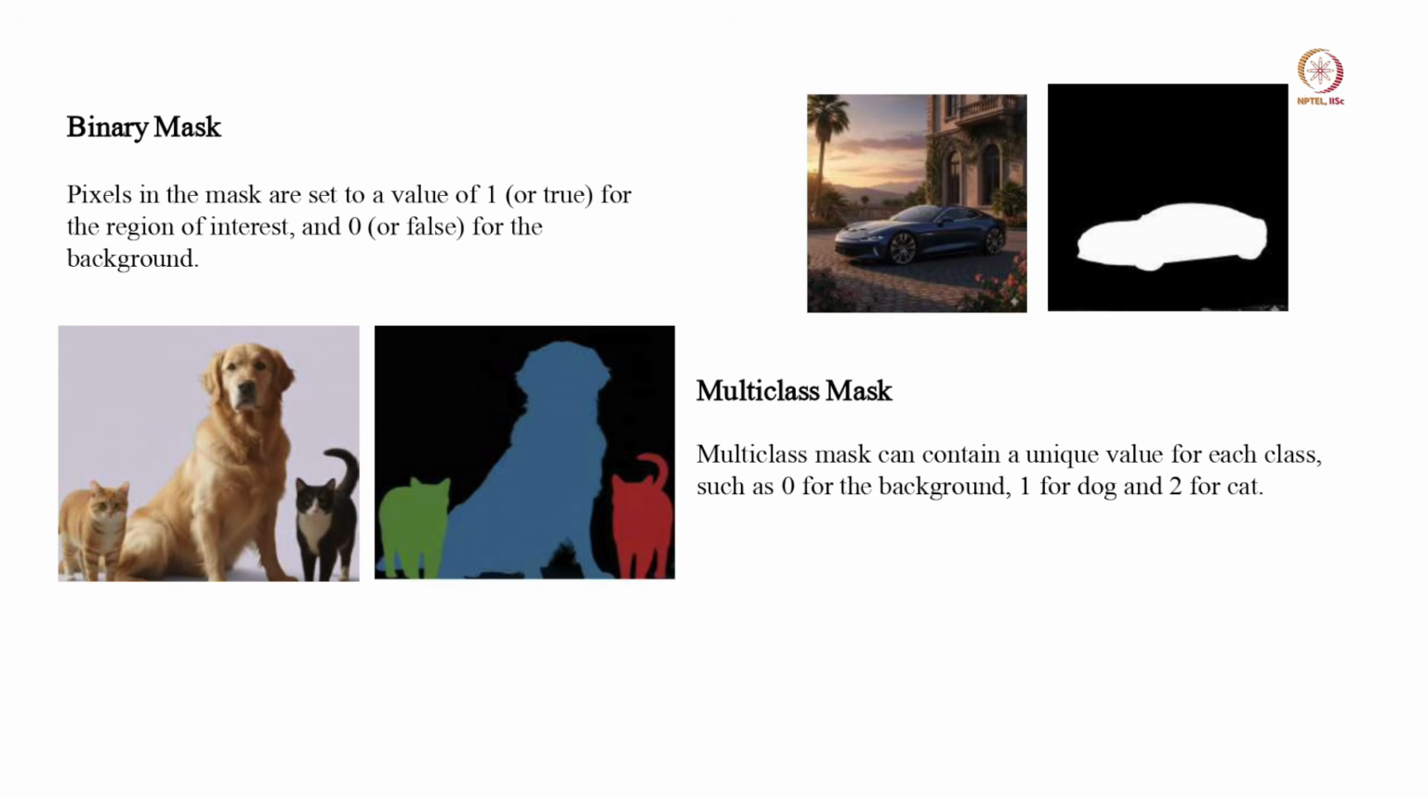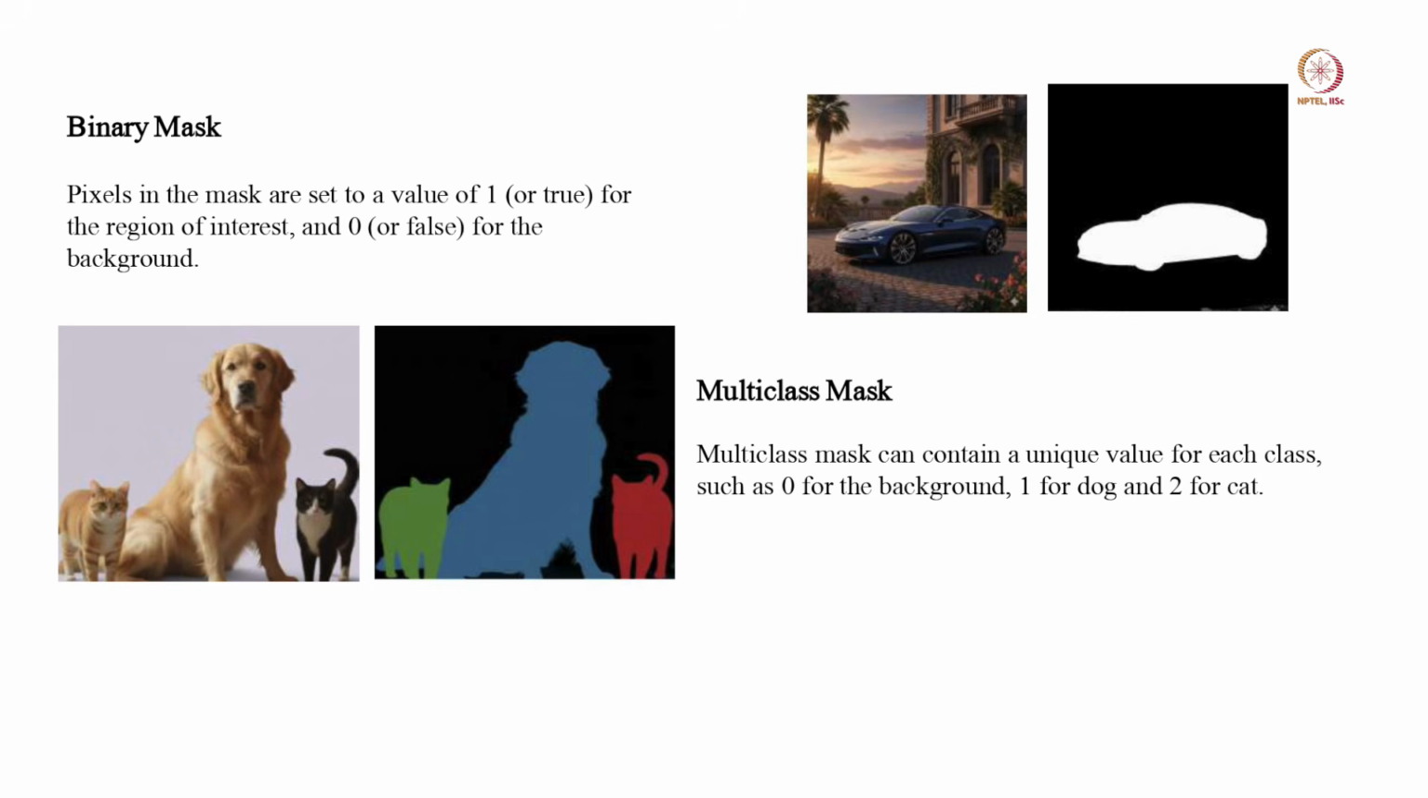We have another kind of mask. What is that one? Which is a multiclass mask. Again, we will see the picture. So, the same picture I have taken with the dogs and the cats, and we have seen this is the image, with the background black, the dog in blue color, and the cats in green color.